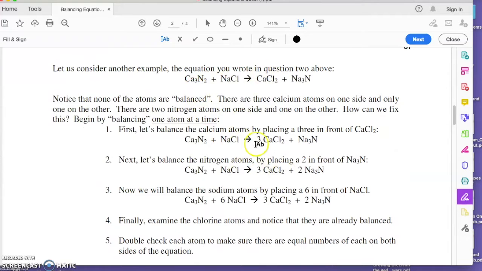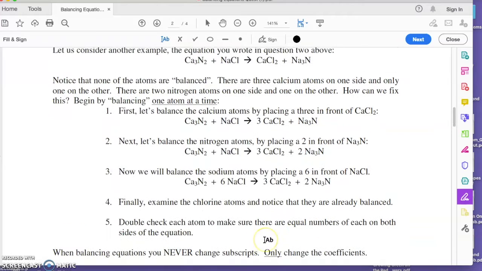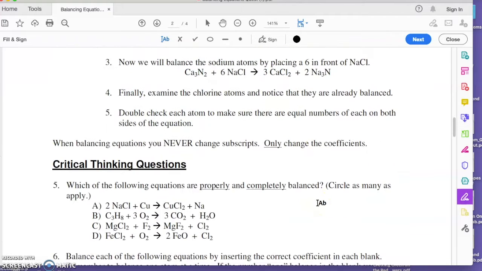Calcium nitride, sodium chloride to get calcium chloride and sodium nitride. So we count everything, and this shows you the steps on how to balance. The big thing about balancing is that we balance using coefficients, okay? Using coefficients, not subscripts. We never change the subscripts, only the numbers in front.